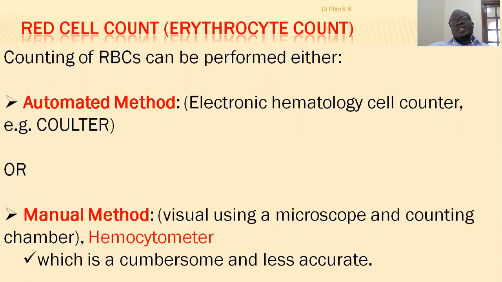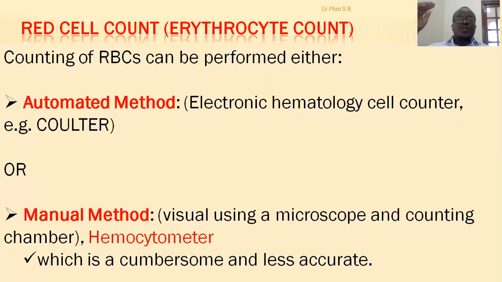So there are different reasons why you would want to do a red cell count. For instance, you have a patient who is so weak, maybe they have a challenge with breathing, or they have episodes of fainting. All of that is pointing to a function of red blood cells. So you'd want to carry out a red cell count to know whether this patient has enough red blood cells or fewer, so that it also helps you as a doctor to come up with a definitive diagnosis.